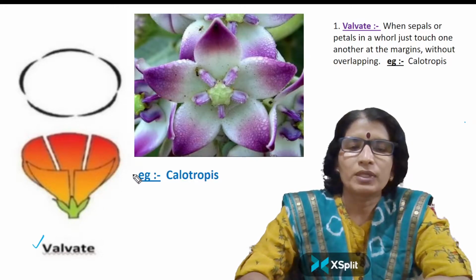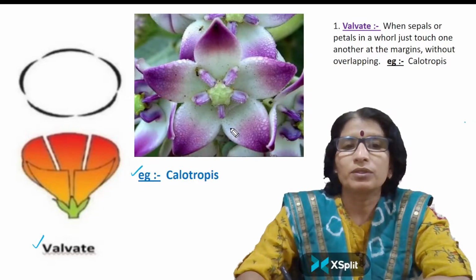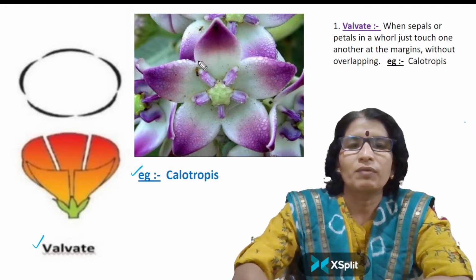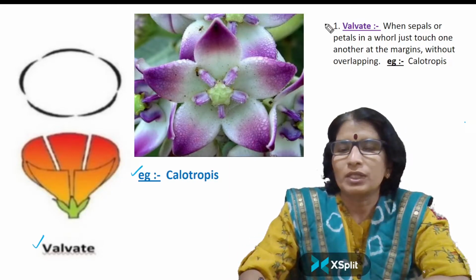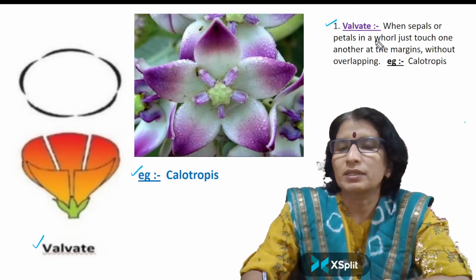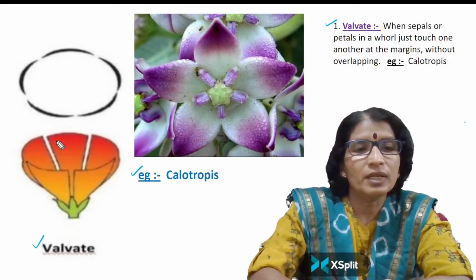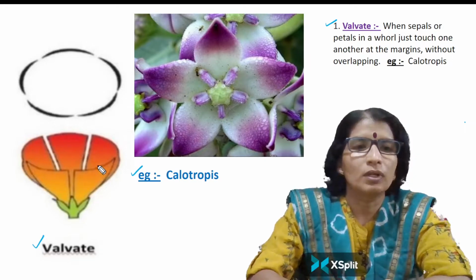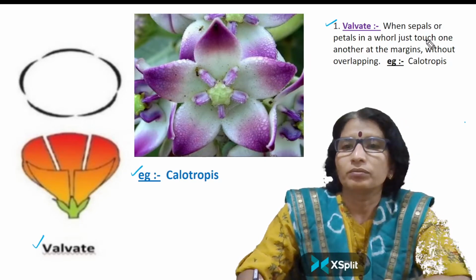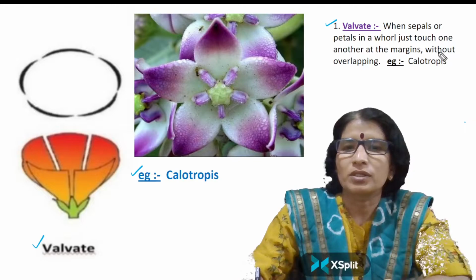The best example is Calotropis. Calotropis means, in Telugu, jilledu chettu. So this is the flower of jilledu. What is valvate aestivation? When sepals or petals in a whorl. In a whorl means, in the diagram you can see the petals are arranged in a circle, or you can call it a whorl. These sepals and petals just touch one another at the margins without overlap.